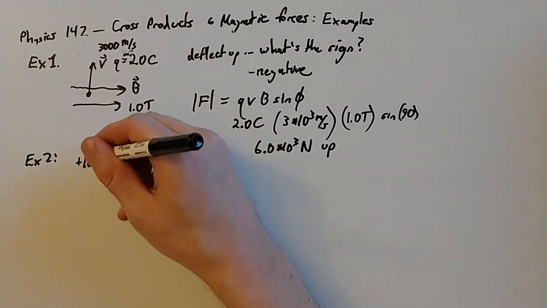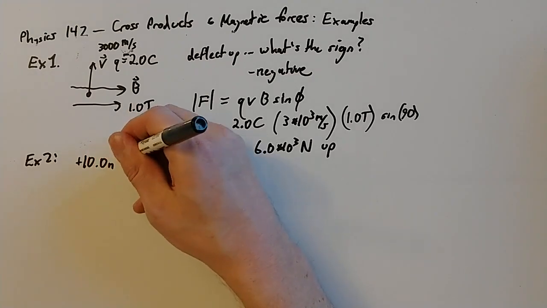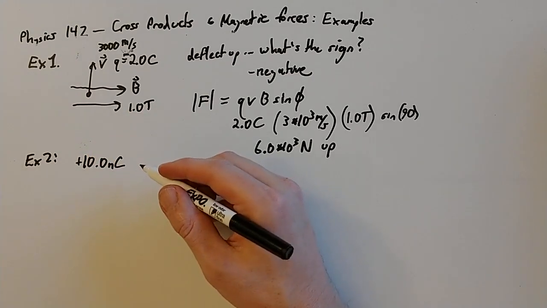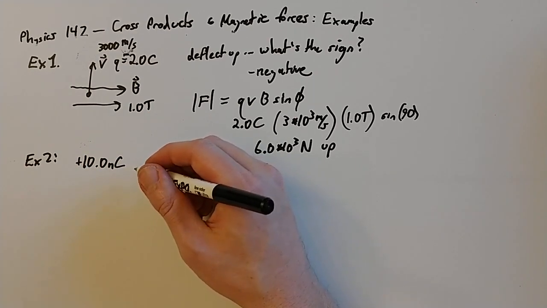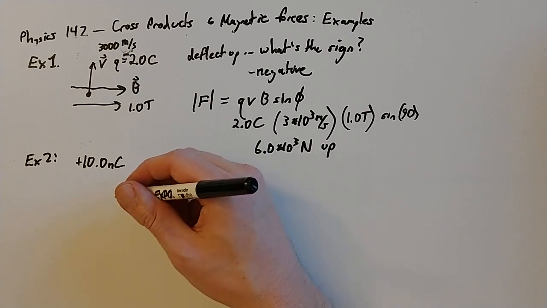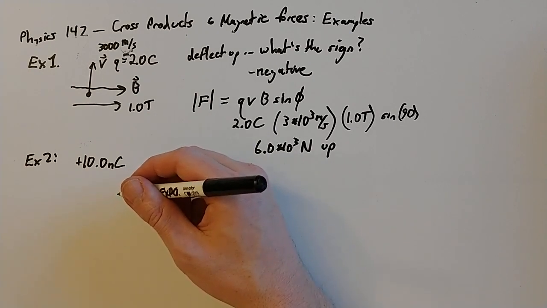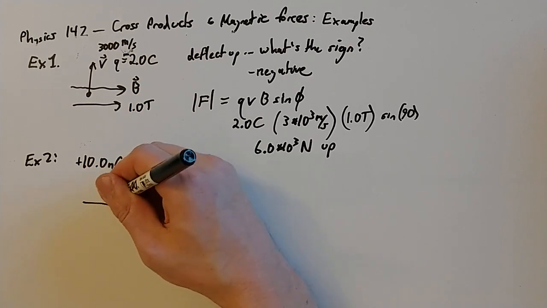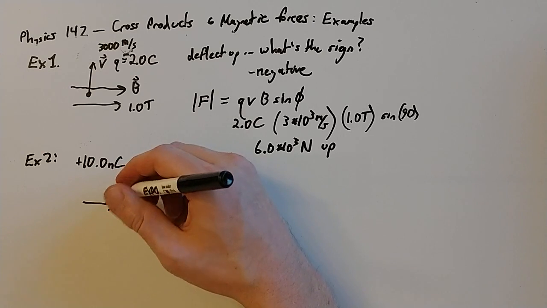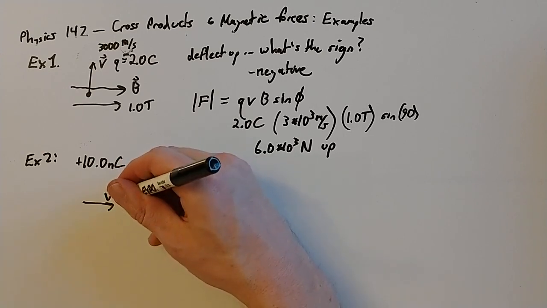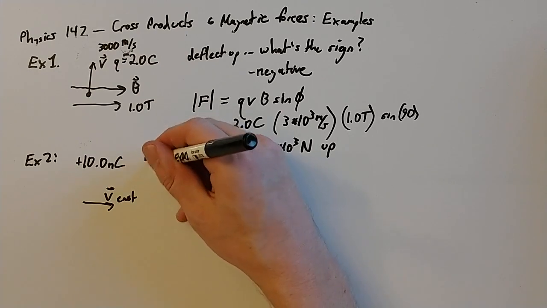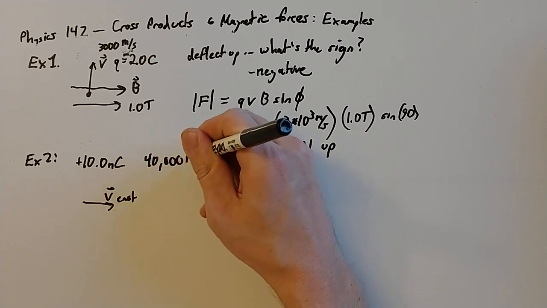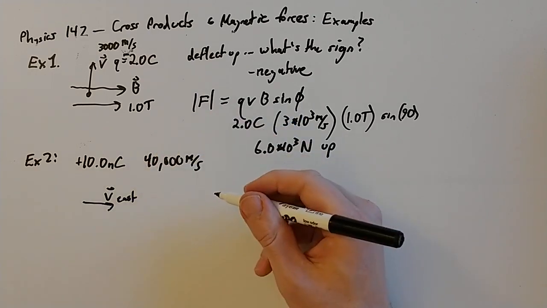Let's say it's just 10 nanocoulombs of charge, and we'll have it be positive. Positive 10 nanocoulombs of charge. And we're going to have that charge move east at 40,000 meters per second. So we're having it move in the eastern direction. Its velocity is east. And we'll have it go really fast, 40,000 meters per second.